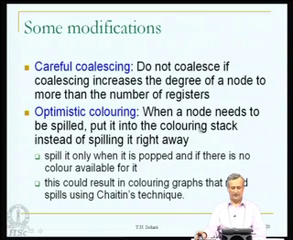Optimistic coloring: when a node needs to be spilled, put it into the coloring stack instead of spilling it right away. Assume that it can be colored, put it into the stack, hope for the best. Spill it only when it is popped and if there is no color available for it. We will demonstrate this very soon. This could result in coloring graphs that need spills using Chaitin's technique.